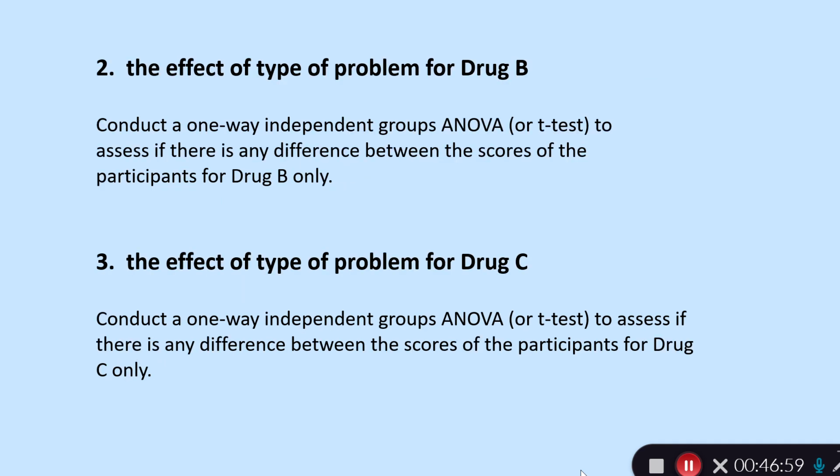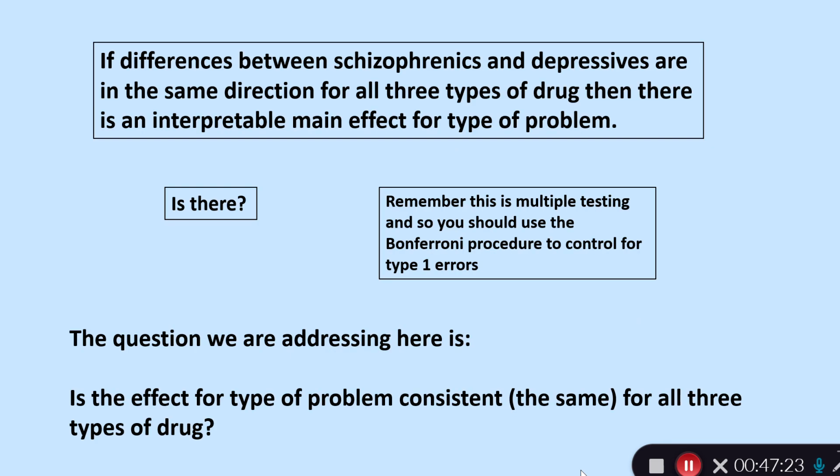For the second one, similarly, conduct a one-way independent groups ANOVA or t-test to assess if there's any difference between the scores of participants for drug B only. And then thirdly, the effect of type of problem for drug C. We're going to conduct a one-way ANOVA or t-test to assess if there's any difference between the scores for the participants who took drug C. Okay, so effectively 3 tests, each comparing 2 groups, so 3 t-tests or 3 ANOVAs.